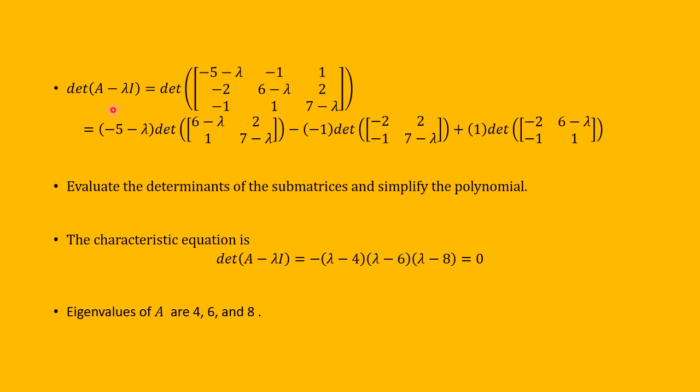And then the characteristic equation, determinant of A minus lambda I equals 0, when factored, turns out to be minus the product of these three factors equals 0. And so the eigenvalues of the matrix A are 4, 6, and 8. Those are the values of lambda that make this polynomial equal to 0 by having at least one of the factors equaling 0.